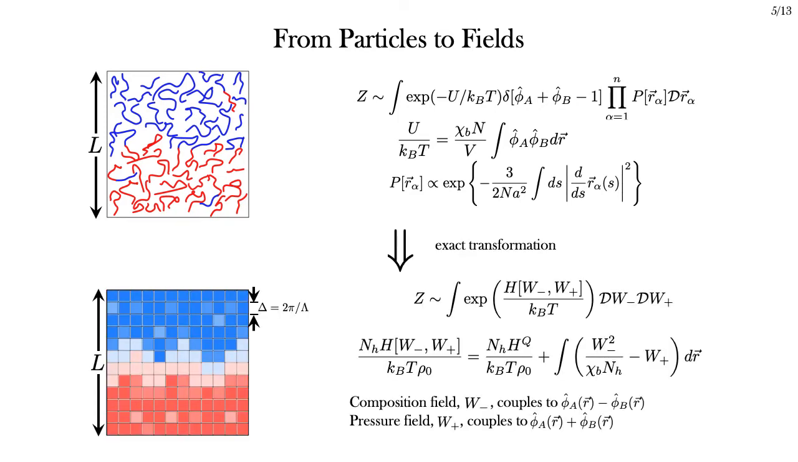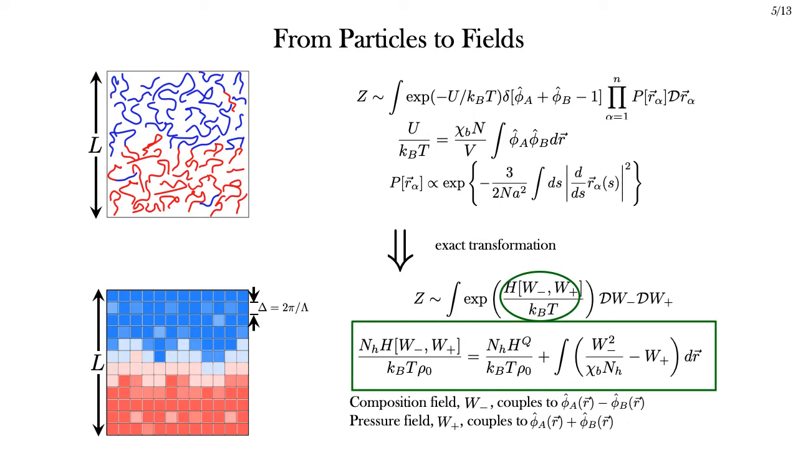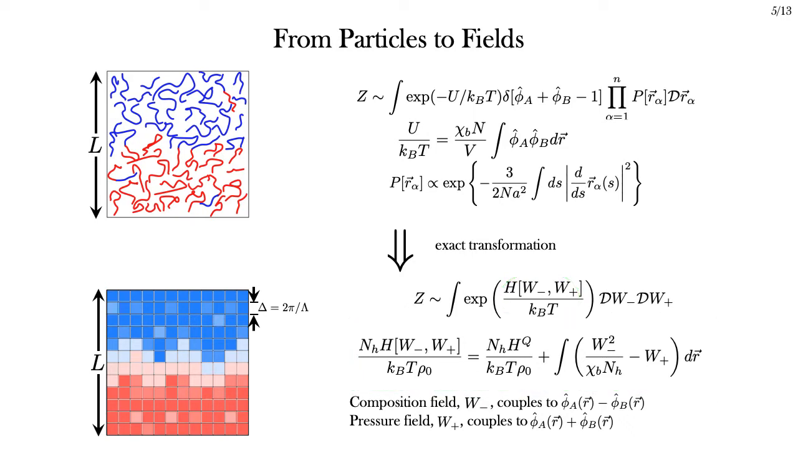We can't actually evaluate this integral, but we can perform an exact mathematical transformation, converting from a particle-based model to a field-based model. The partition function is now given by a functional integral of an effective Hamiltonian over two fields. W- is a real-valued field that couples to the difference in monomer concentration, and W+ is an imaginary valued field that couples to the total monomer concentration. The effective Hamiltonian is given by an effective Hamiltonian for non-interacting polymers subject to the fields, and an integral over the fields. We still can't evaluate this analytically, but it does allow us to conduct simulations.